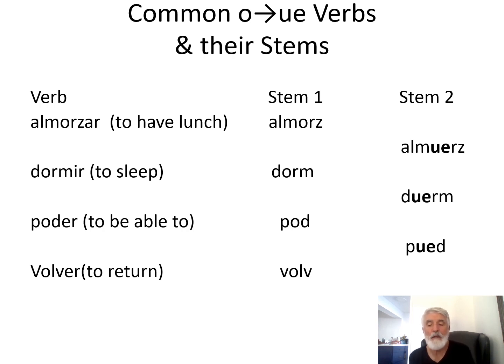And then let's look at another stem changer. O to UE. Volver. Volver means to return. So the first stem is volv. And now the O will change to UE. And my new stem, we can't see it there, but it is vuelv. Vuelv. And again, these are in your book. But let's move on.